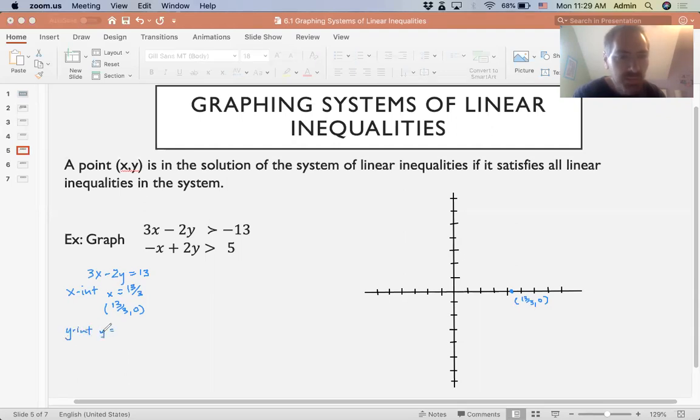All right, we find the y-intercept by letting x equal 0, so we're left with negative 2y equals 13. And we can solve for y by dividing 13 by negative 2. Okay, so that is 0 comma negative 13 over 2. Negative 13 over 2 is negative 6.5. So that's between 6 and 7. Okay, so now we can draw a straight line through these 2 points.